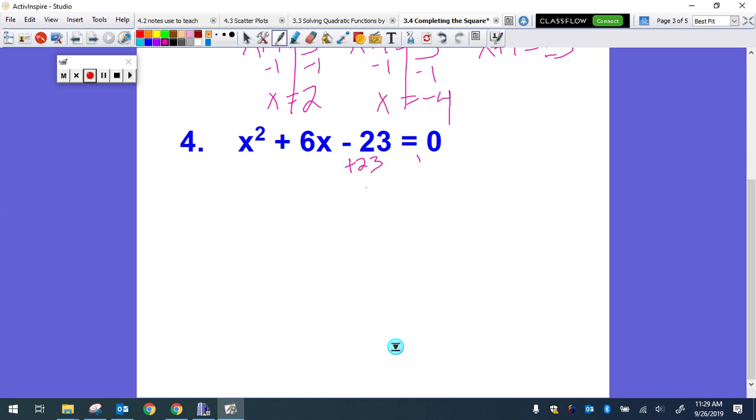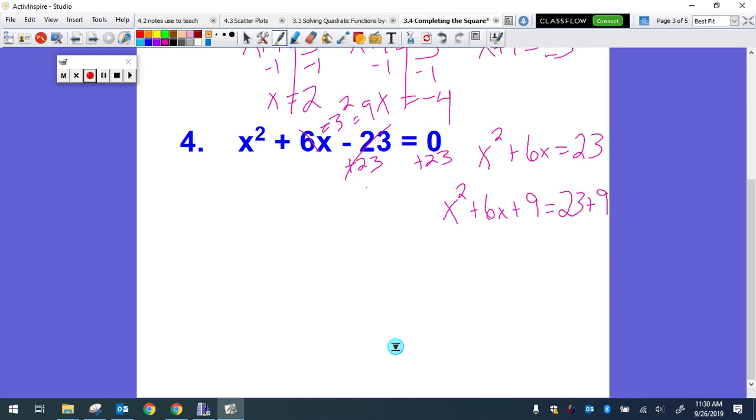Move my c to the other side. So I have x squared plus 6x equals 23. Then we take half of b. Half of 6 is 3. We want to square it, and that gives me 9. So I have x squared plus 6x. I'm going to add 9 to both sides. Okay. Factor the left side. That's going to be x plus 3 squared. Half of 6 is 3. On the right side, 23 plus 9 is 32.